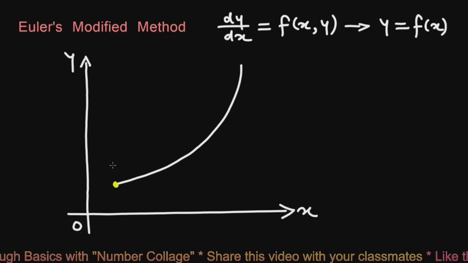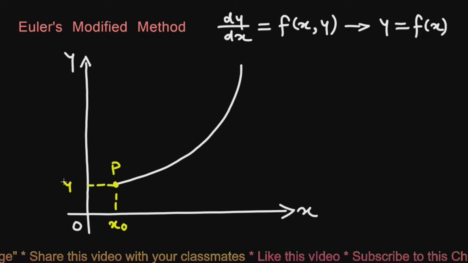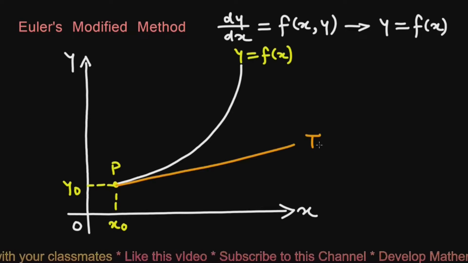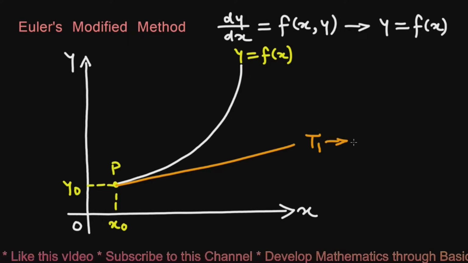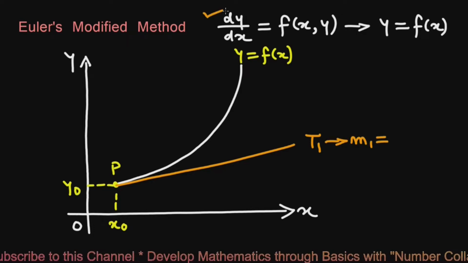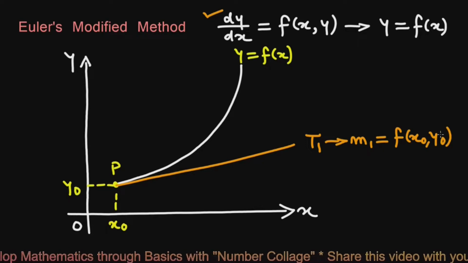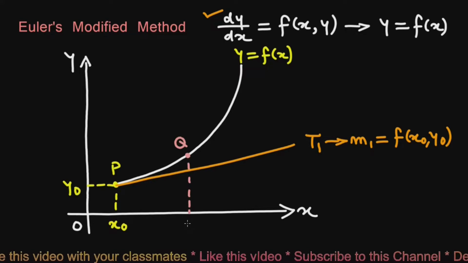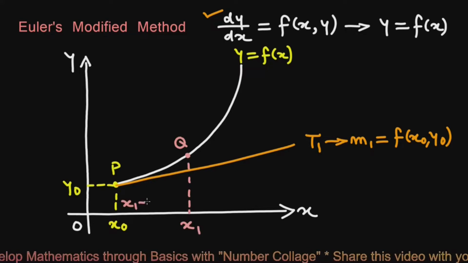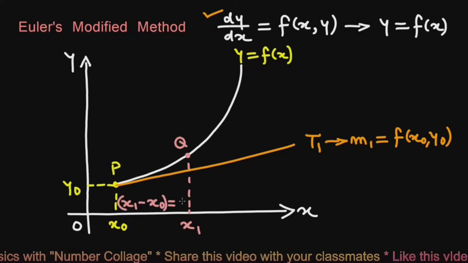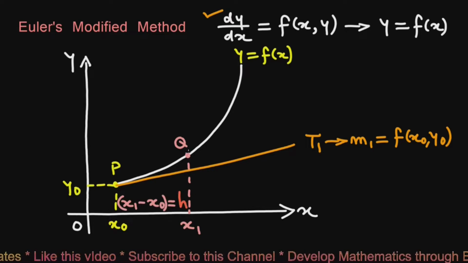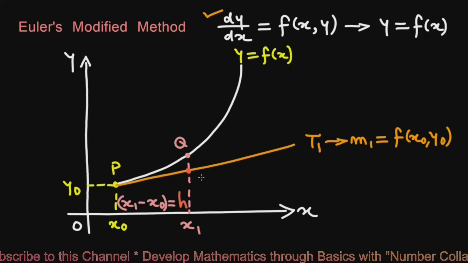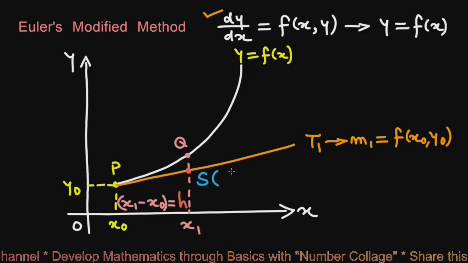We will take point P (x0, y0) on this curve y equals f(x). We will draw a tangent T1 to this curve whose slope m1 will be f of x0, y0. Then we take point Q on this curve whose x coordinate is x1, where x1 minus x0, which is h, is extremely small. Let the vertical line Qx1 cut the tangent at point S, whose coordinates will be x1, y1.